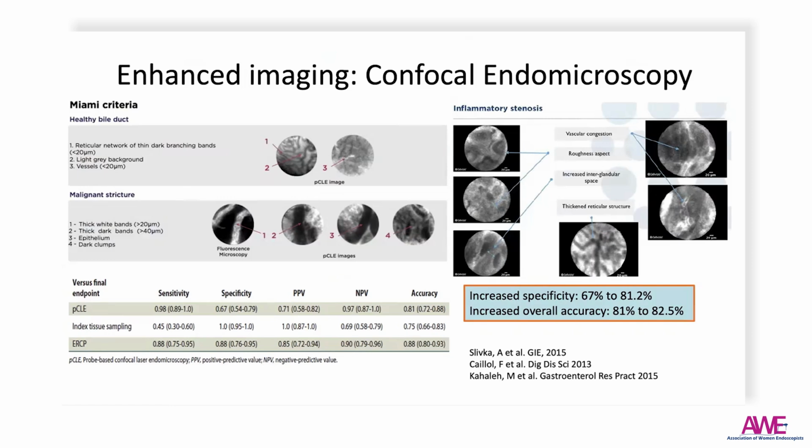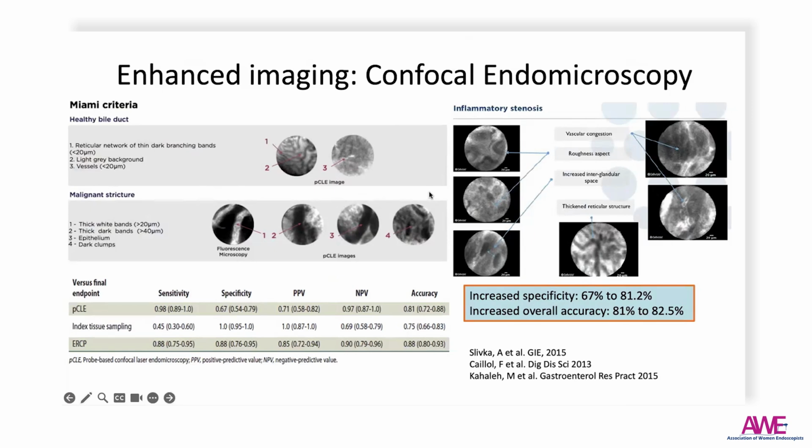It's not necessarily practiced so much anymore, but again, it does offer a different way of visualizing the lesions. So this is a probe-based laser that gets placed through the cholangioscope, and fluorescein is administered. And then we look at the various patterns of fluorescein absorption, and the features that are seen create criteria such as the Miami criteria, which distinguishes healthy from malignant, versus the Paris criteria, which actually goes further to distinguish between inflammatory versus malignant.